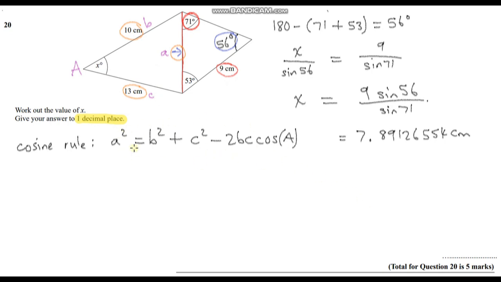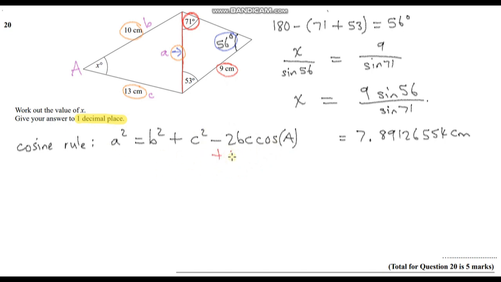So this formula is for when we have 2 of the side lengths and 1 of the angles, but we don't, we have 3 of the side lengths. So we're going to have to rearrange this formula to make cosine of A the subject, because that's what we're trying to work out. We're trying to work out what this angle is. To do that, the first thing I'm going to do is add 2bc cos of A to both sides, because I want to turn this into a positive.